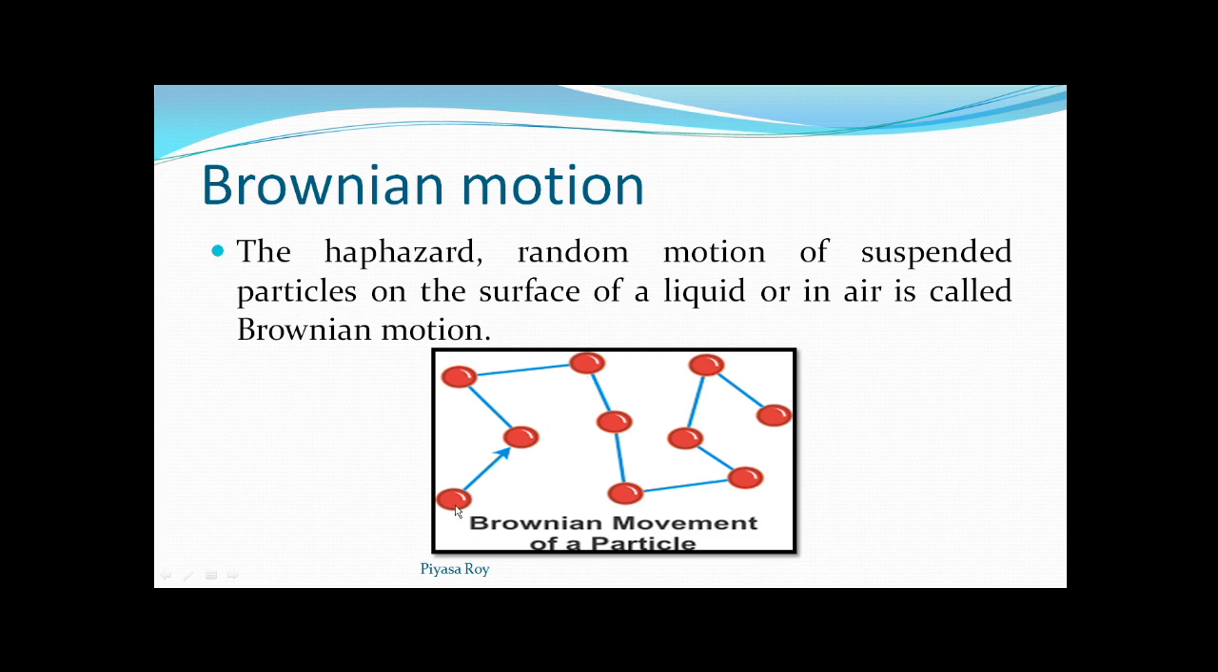You can see this is the particle. Suppose one particle is considered. The position of the particle is this at first, then it will move in this manner. So it's a zigzag or random motion we will see. This random motion is called Brownian motion or Brownian movement. So this can be seen in the particles.